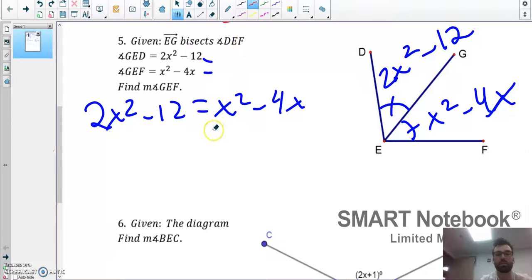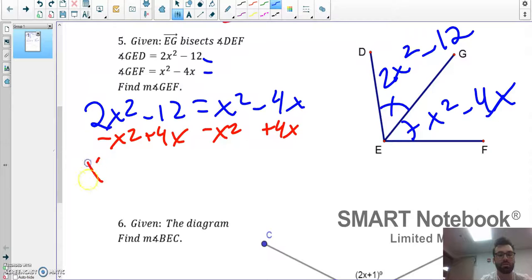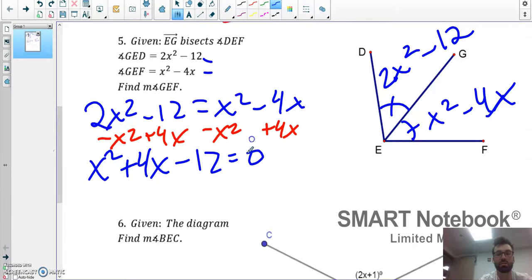Move everything to one side: minus x squared, plus 4x. Remember, I'm not actually adding 4x to 12, because they're not like terms. So 2x squared minus x squared gives me x squared plus 4x, because there aren't any other like terms here. And then minus 12 equals 0.